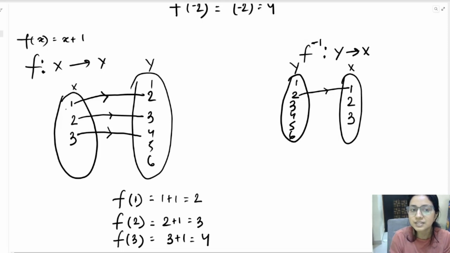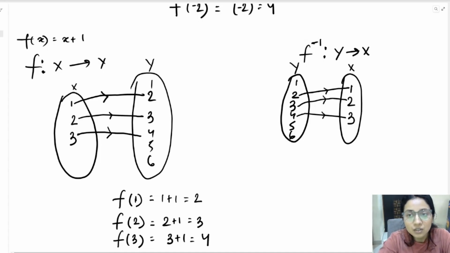As you can see, previously the input was 1 and output was 2. Now the input will be 2 and output will be 1. Previously the input was 2, output was 3; we have to do it in reverse. 3 will generate output 2, and 4 will generate output 3.